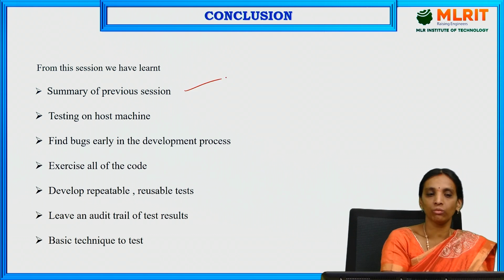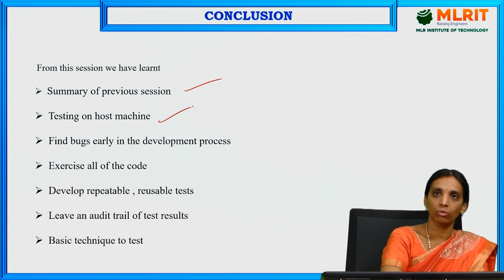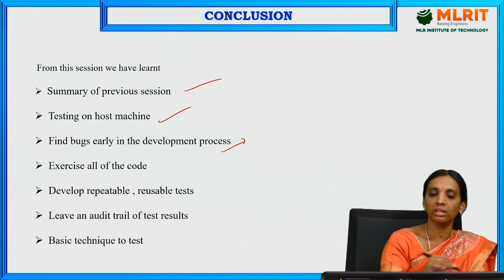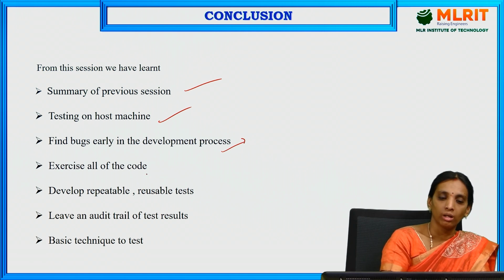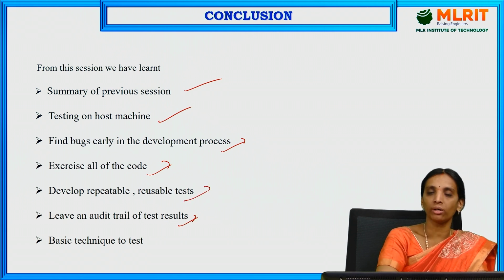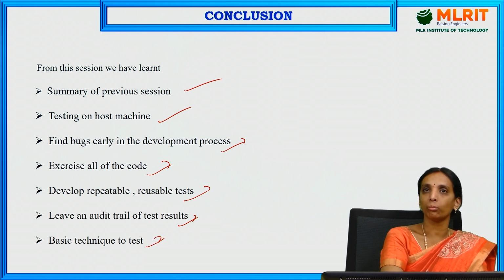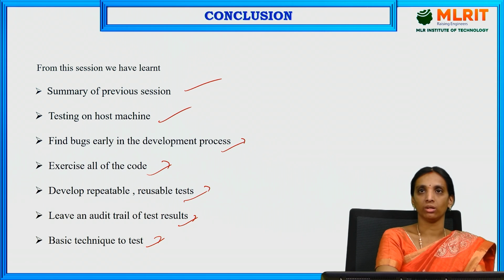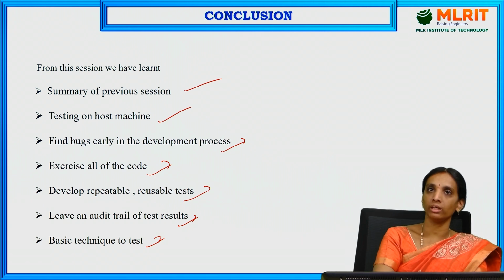In this session, we have discussed the summary of the previous session and how we can test on a host machine. In testing on the host machine, how can we find the bugs in the development process? How can we exercise all of the code? Conducting repeated exercises, conducting repeated and reusable test cases, leaving an audit trail for test results, and the basic technique used for testing both the host machine and target machine. These are the topics covered in the present session. Thank you.